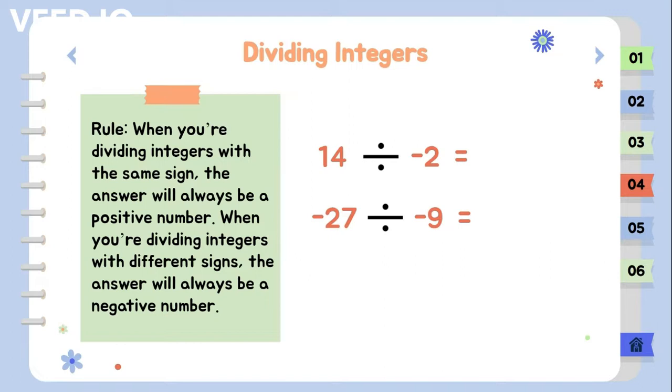So let's try these 2 examples: 14 divided by negative 2 and negative 27 divided by negative 9. 14 and negative 2. They have different signs, so the answer is of course a negative number, which will be negative 7. Negative 27 divided by negative 9. They have the same negative sign, so the answer will be just 3.